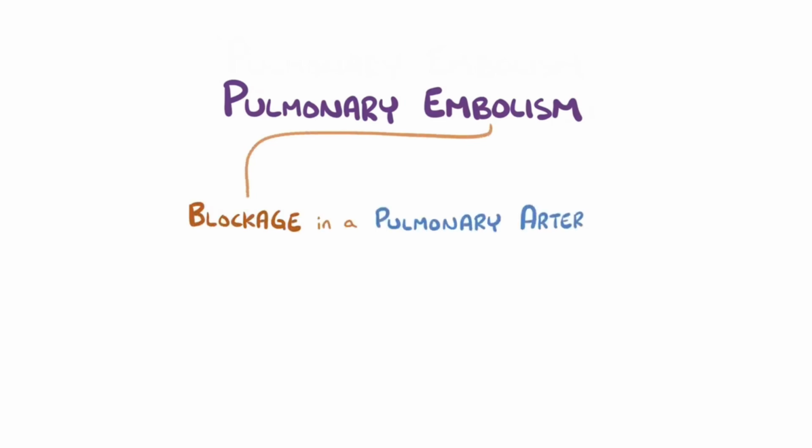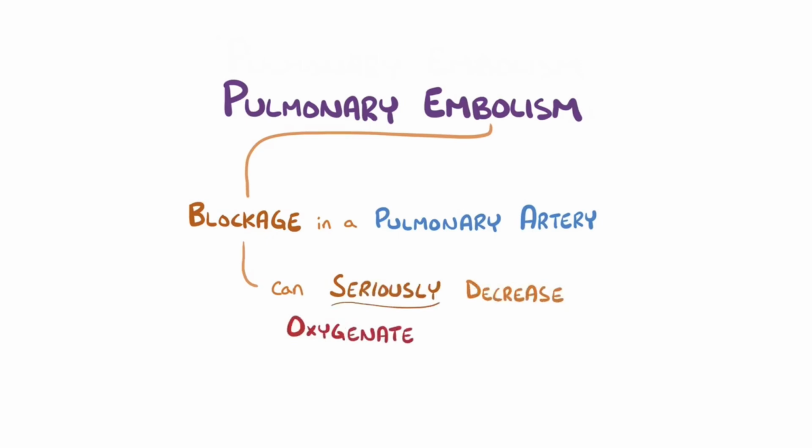A pulmonary embolism happens when an embolus, which is a type of blockage, suddenly gets lodged inside a pulmonary artery. Depending on which pulmonary artery or arteries are affected by the blockage, that can seriously decrease the amount of oxygenated blood that gets out to the body.